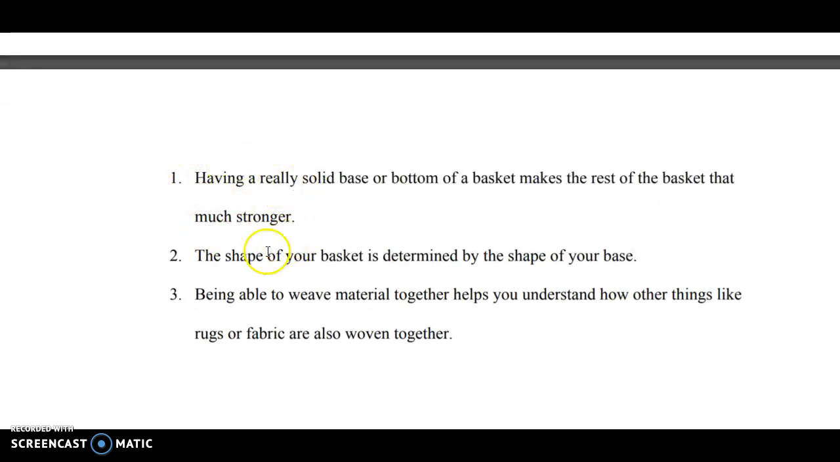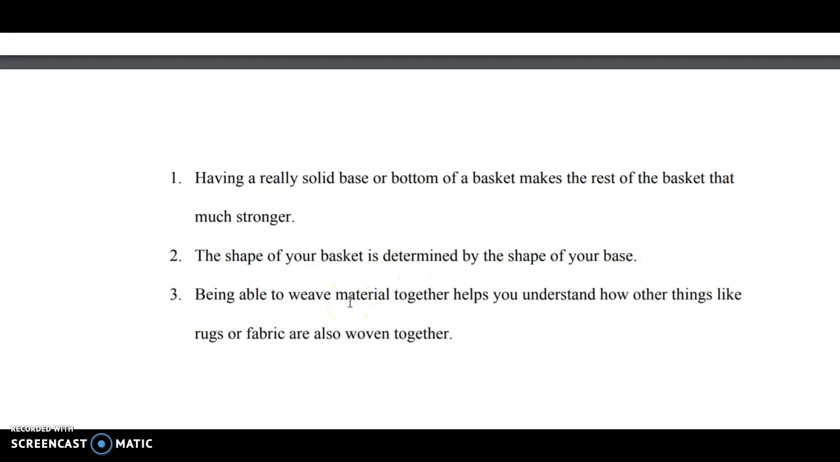And again, as you are writing these out, you can list them in complete sentences. You can write them as phrases, because as a speaking outline goes, it's just a reminder of what you're going to say, not exactly what you're going to say. I've identified that having a really solid base or bottom for a basket makes the rest of the basket stronger. So that's specific to my skill. The shape of your basket is determined by the shape of your base, which is also specific to my skill.